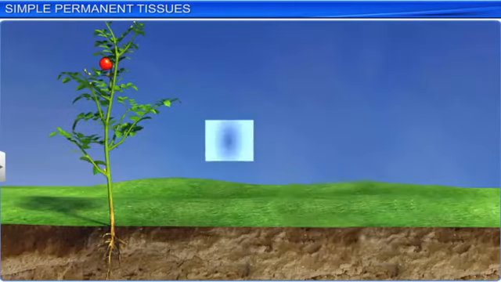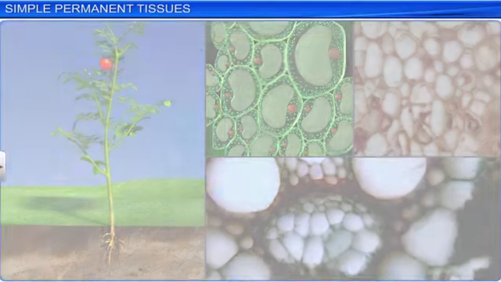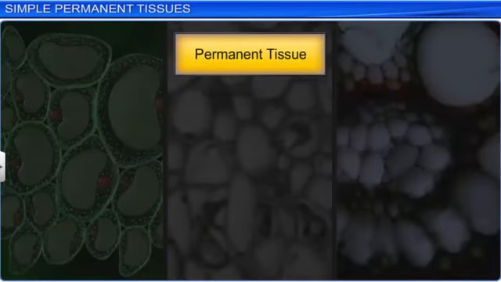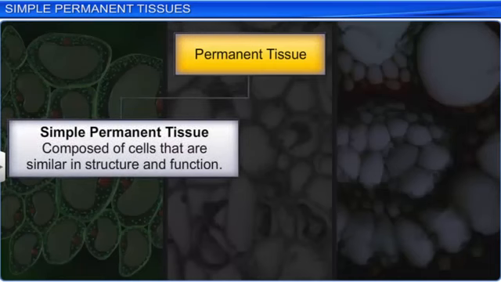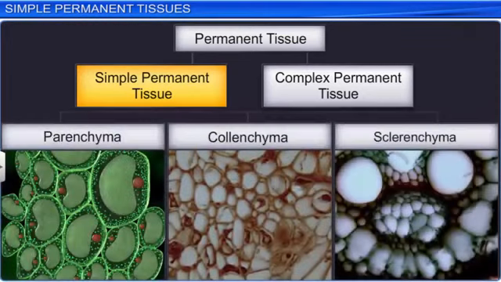Permanent plant tissue is a group of cells which are complete in growth and usually incapable of meristematic activity. Permanent tissue is of two types: simple permanent tissues, where all cells are similar in structure and function, and complex permanent tissues, which are composed of different types of cells. Let's learn more about simple tissues. There are three types of simple permanent tissues: parenchyma, collenchyma, and sclerenchyma.